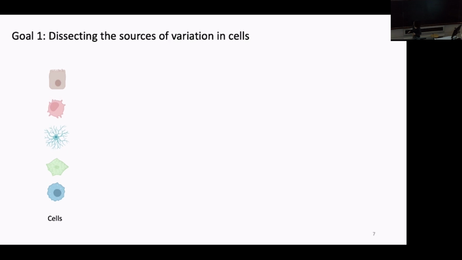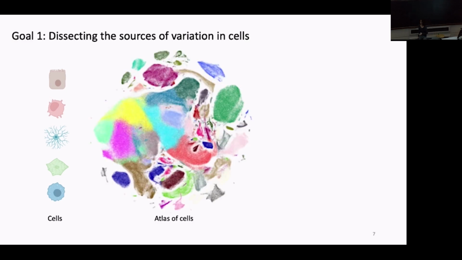Okay, so as I said, cells are different. They have different shapes, different sizes, different functions. And the first goal of my project is to dissect the source of variation in the cells. So first we need to learn a representation of cells where each point in this two-dimensional representation is one single cell. And then you can see some clusters of cells that are colored differently. These are, let's say, cells that are very similar to each other and might associate to a specific cell type, like, for example, neurons.